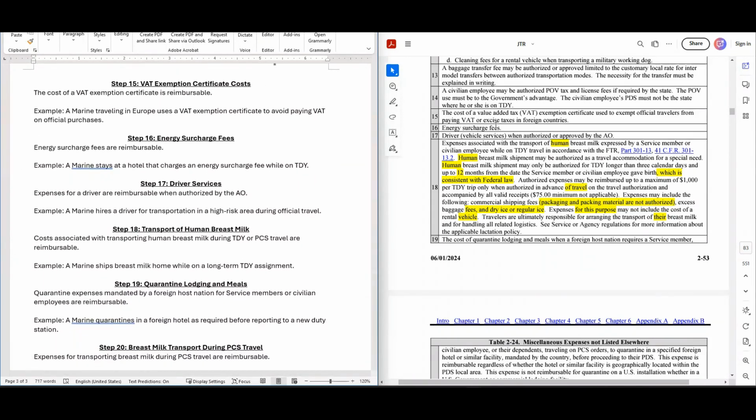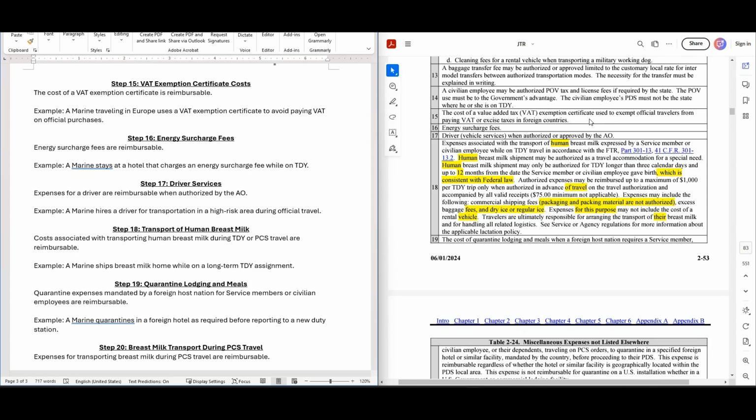The cost of the value added tax, known as a VAT, exemption certificate, used to exempt official travelers from paying VAT or excess taxes in foreign countries. A lot of countries do have this VAT. I know Europe does, some Asian countries do. Usually when you leave, you're able to get the tax exempt form for main goods that are purchased, not usually for food and personal things. But when you're going out there, you can actually get those things reimbursed for official travel.